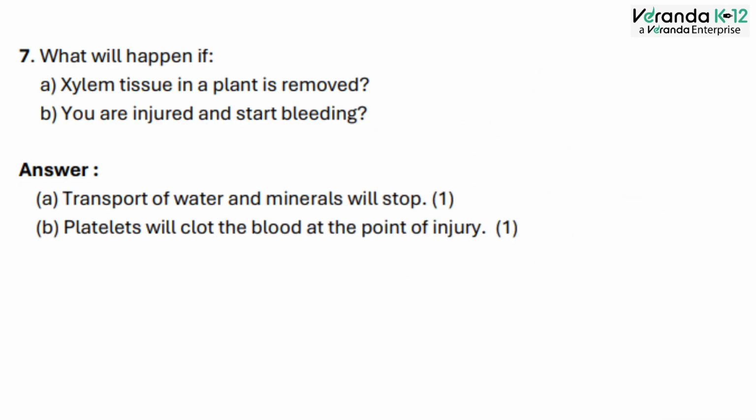Question number 7. What will happen if xylem tissue in a plant is removed? The answer is transport of water and minerals will stop. B. The question is, you are injured and start bleeding. The answer is platelets will clot the blood at the point of injury.